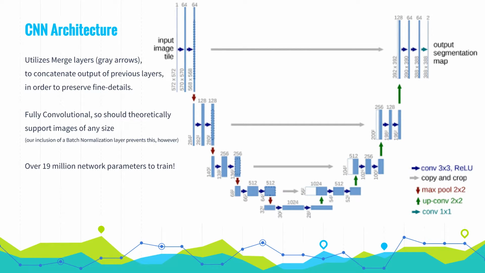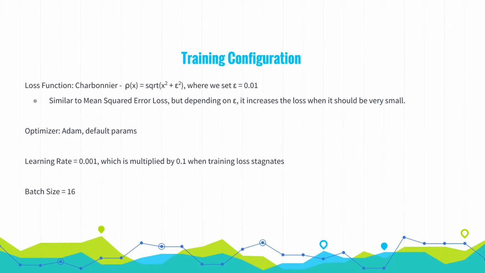So in regards to our training configuration, we're using a special loss function, the Charbonnier loss function. It's similar to mean squared error loss function, but depending on the value of epsilon that we set, we can have a threshold whereby if we go below that threshold, our loss value actually increases quickly. And so that can sort of converge training in a more optimal solution. We're using the Adam optimizer, which is sort of the standard optimizer these days for most training cases.